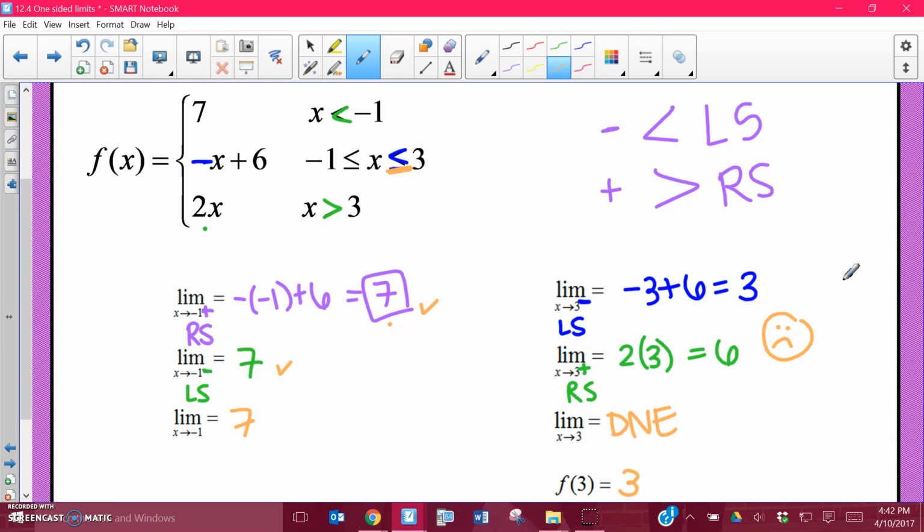So biggest thing today, remember, plus sign means I'm coming in from the right side. Negative or a little minus sign means I'm coming in from the left side. That's the only new thing.